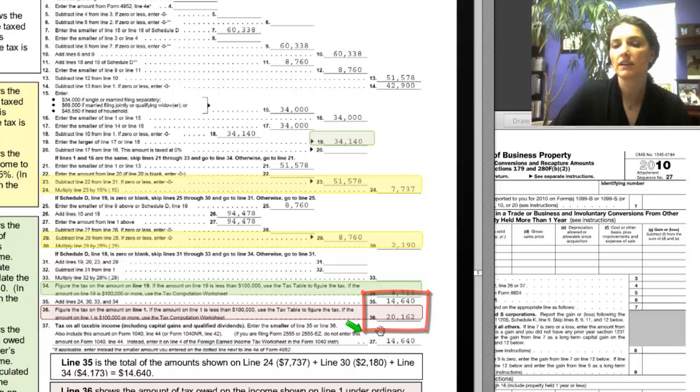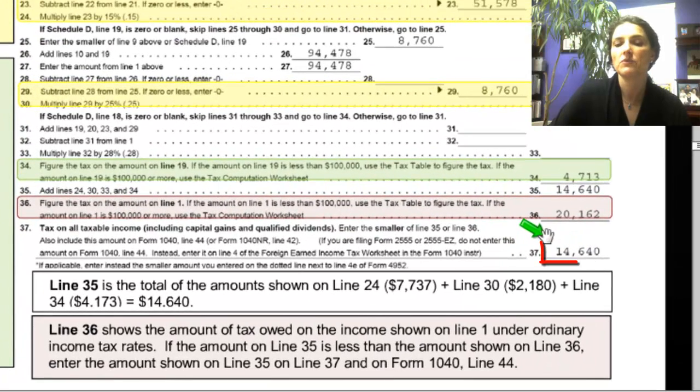Whatever amount you then enter on line 37 is the amount that you will enter on Form 1040, and you will carry this number, $14,640, to Form 1040 and enter it on line 44.